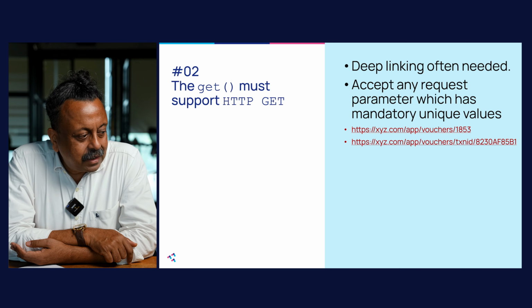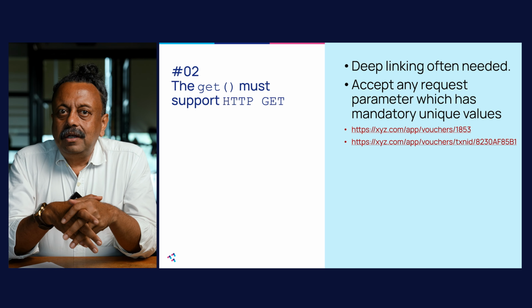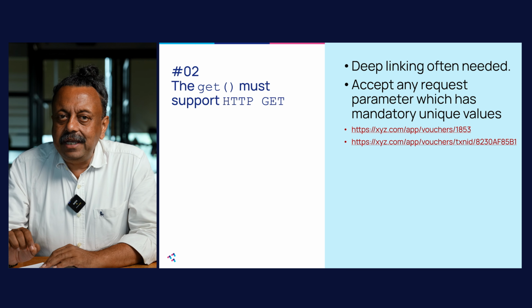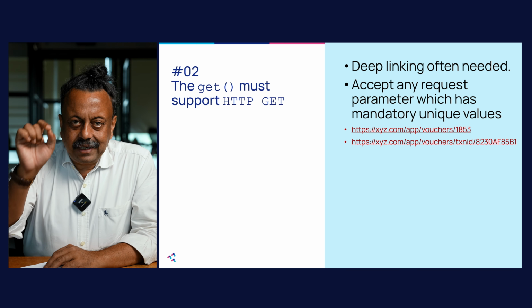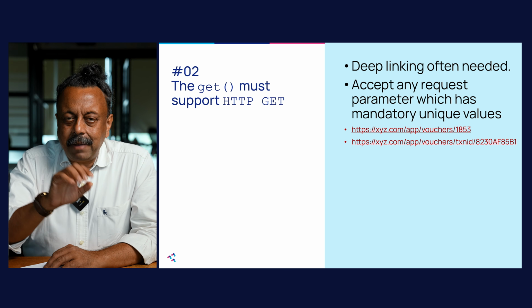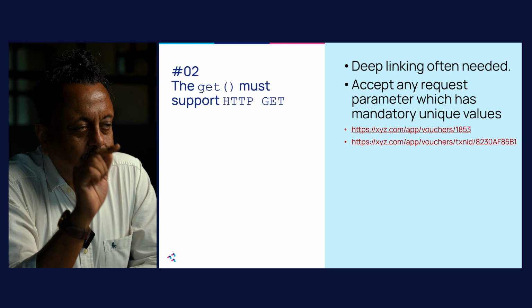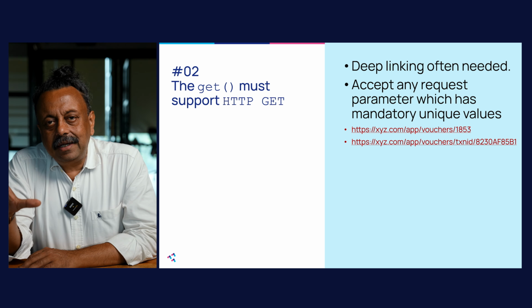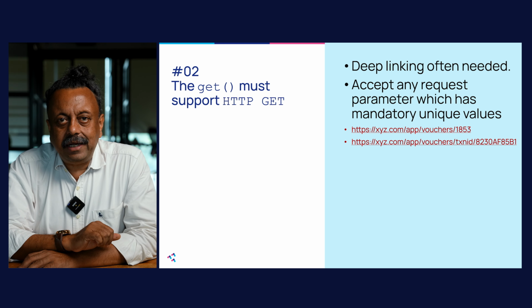So, in our list of 0 to 20, we are now on point number 2. The GET call. The GET call is one of the simplest. Usually the GET call is a web service call which takes a unique ID for a particular object, like get me this voucher's full details, or get me that bank account's full details, or this customer's full details. So it usually takes one ID and it gets all the attributes associated with that ID.